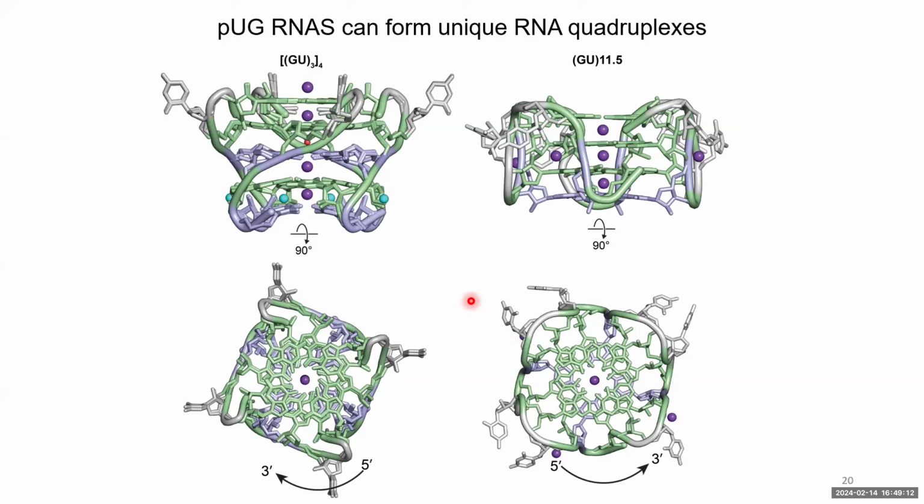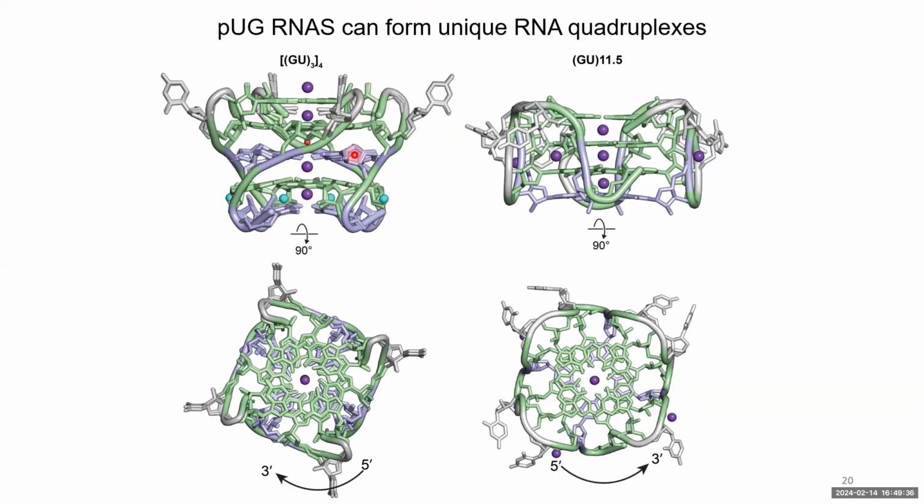This allows us to show that these PUG RNAs can form unique and different RNA quadruplexes depending on their length. So what we see is that for shorter repeats, in order to get enough quartets to form a stable structure, you need to use 4 strands, but this increases and gives a longer overall structure.